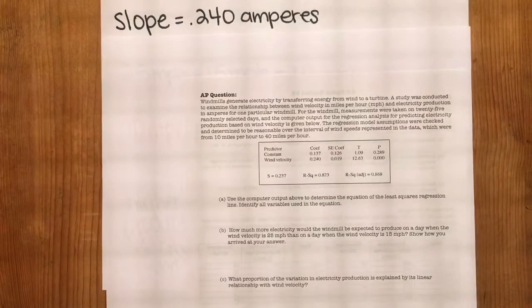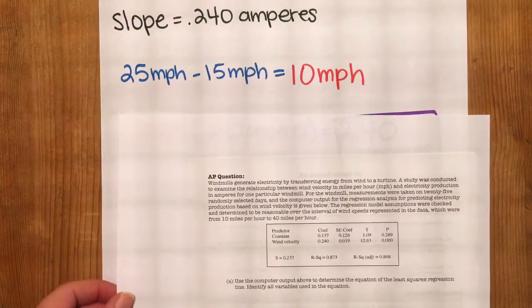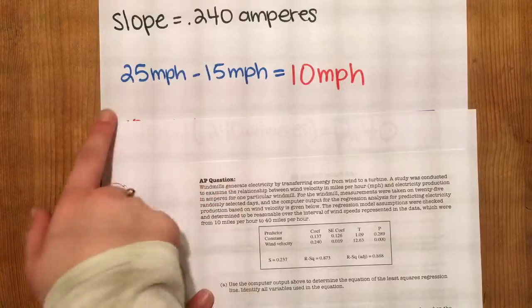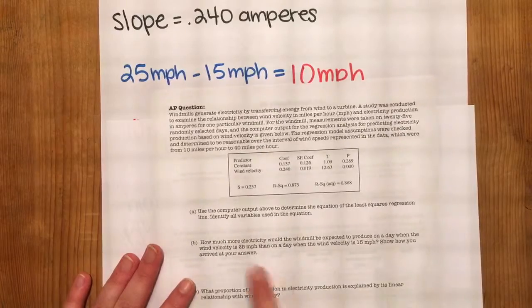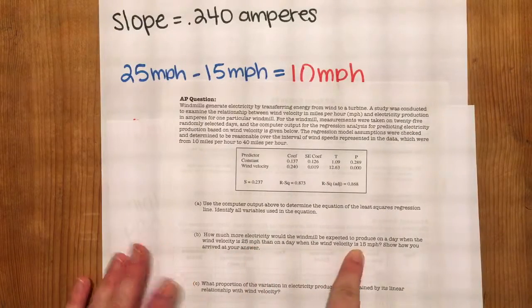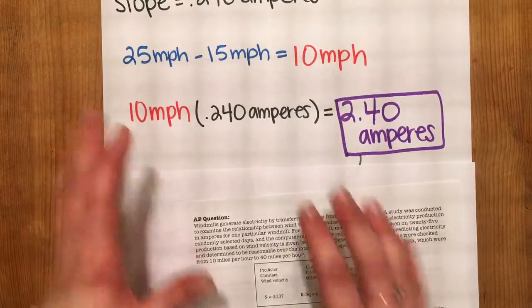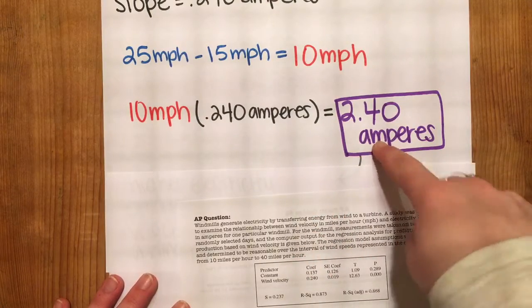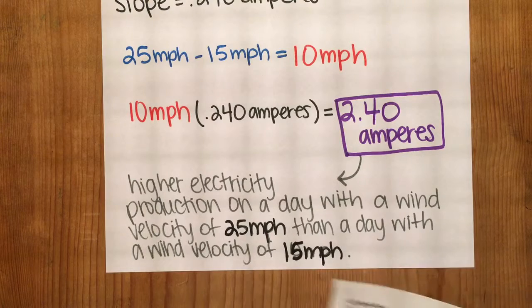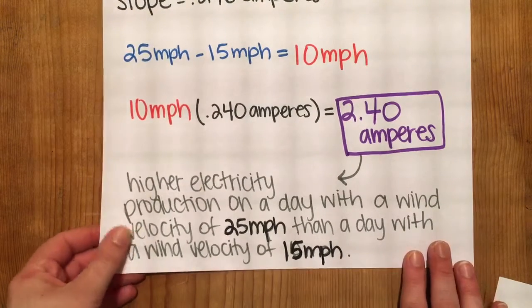each day. So after looking at the slope, you have to subtract the 25 miles per hour and the 15 miles per hour to get 10 miles per hour, just because that's the difference of how much wind velocity is within that time interval. So then you're going to multiply that by your slope just to see what that actual difference is. And the difference is 2.40 amperes. So there's a higher electricity production on a day with a wind velocity of 25 miles per hour than a day with a wind velocity of 15 miles per hour.